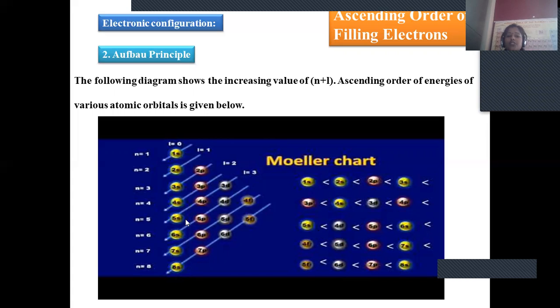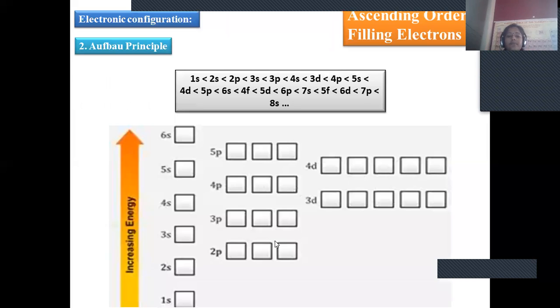So this Moeller chart is drawn based on the increasing order of energy levels. Very simple to draw, very simple to understand. Based on this Moeller diagram only, you can fill the electrons. These are the levels called different principal quantum numbers. These are the levels called different angular momentum quantum numbers, subshells. Main shells and subshells are represented in such a manner, with filling of electrons in increasing energy. The increasing energy order is also mentioned here, right?